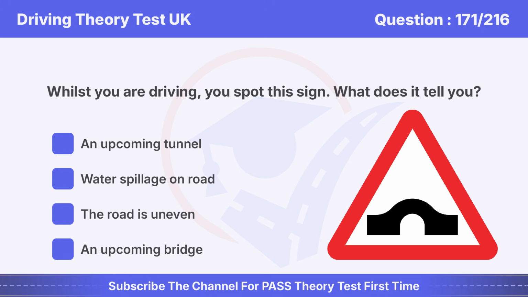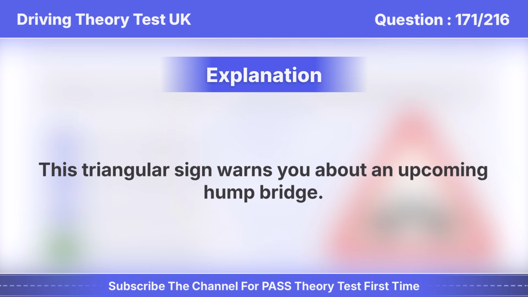Question 171. Whilst you are driving, you spot this sign. What does it tell you? Answer is D. An upcoming bridge. This triangular sign warns you about an upcoming hump bridge.